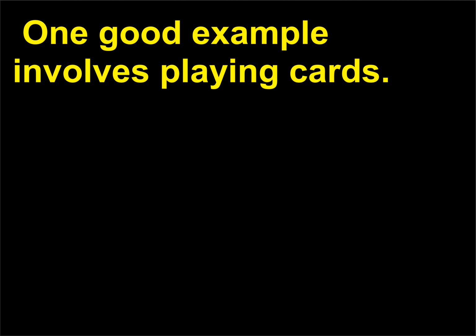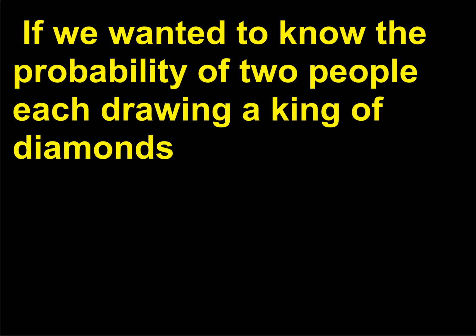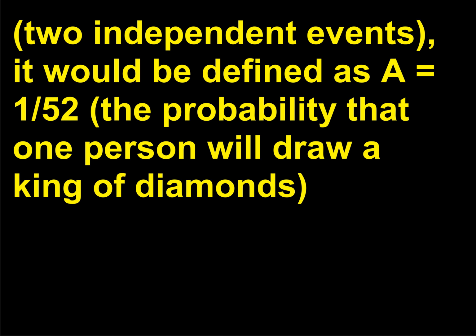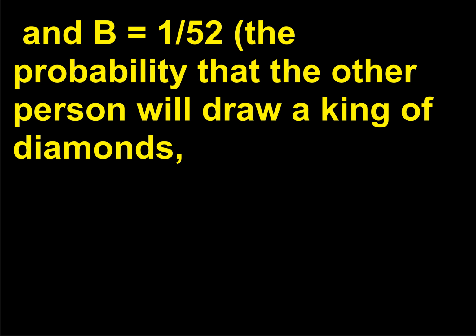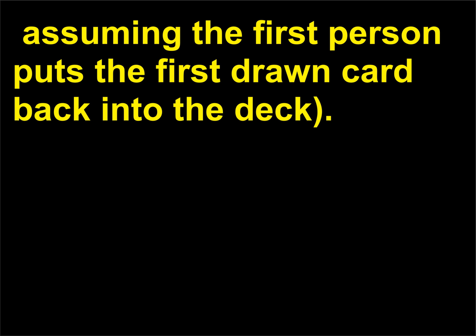One good example involves playing cards. If we wanted to know the probability of two people each drawing a king of diamonds, two independent events, it would be defined as A equals 1/52nd, the probability that one person will draw a king of diamonds, and B equals 1/52nd, the probability that the other person will draw a king of diamonds, assuming the first person puts the first drawn card back into the deck.